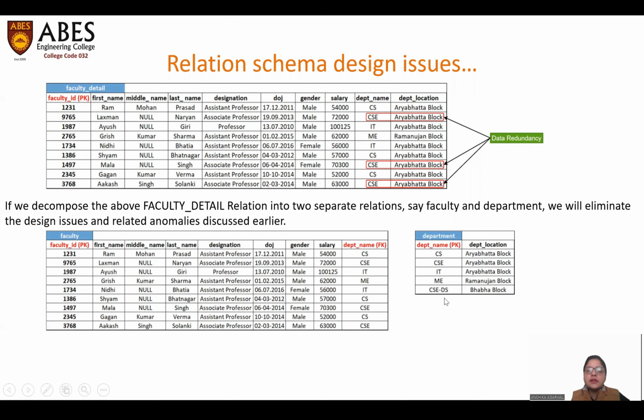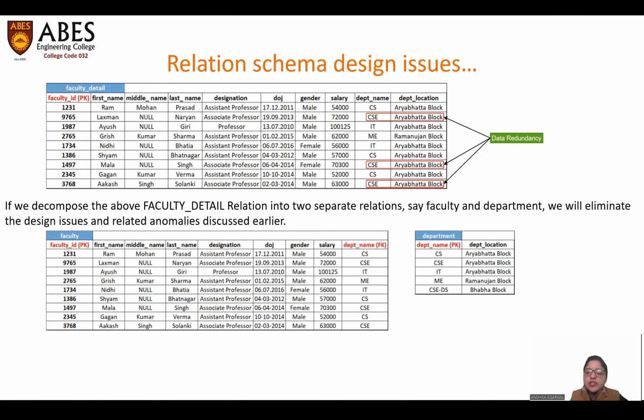Fine. Another anomaly was the updation anomaly. Suppose you are trying to update the CSE department location from Aryabhatta to Baba. Here we have to update this information only one time. The CSE department will change from Aryabhatta to Baba, and all rows will update simultaneously. We need not update many times. Only one time we need to update.